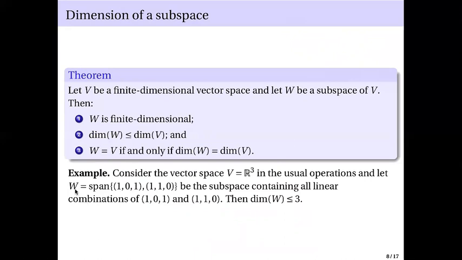Since W is just a subspace of R3, the dimension of W is less than or equal to the dimension of R3. But the dimension of R3 is equal to 3. In fact, you can show that the dimension of W is equal to 2.